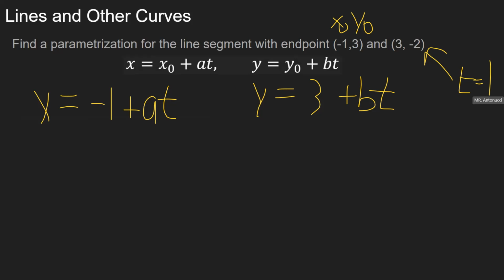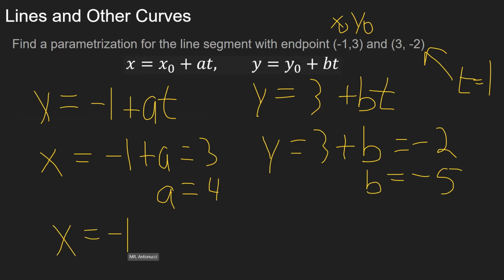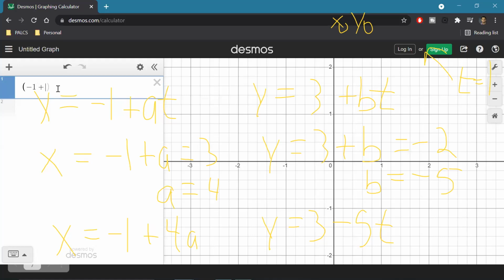So when t is 1, you have x equals -1 plus a, and that should come out to be 3. And when t is 1, y equals 3 plus b, and that should come out to be -2, because when t is 1, I plug it in for t in the x equation and set it equal to the x value for this point here. And similarly with the y value. Now I can solve each of those for a and b. a would equal 4 and b would equal -5. So now I would have my equations x equals -1 plus 4t and y equals 3 minus 5t.